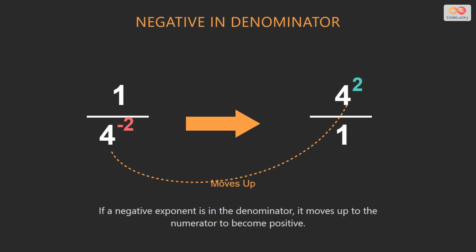The same logic applies in reverse. If the negative exponent is trapped in the denominator, you move it up to the numerator. 1 divided by 4 to the power of negative 2 becomes 4 to the power of positive 2 over 1.